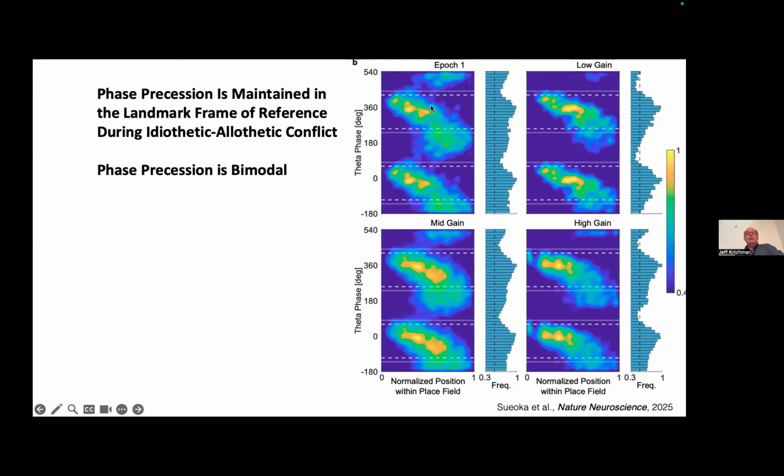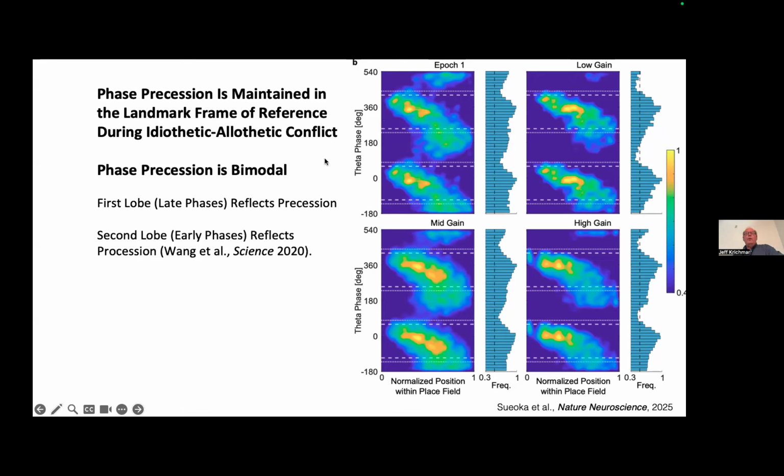And this has been known for a long time, that the phase precession is not really linear. It's actually two lobes. As the rat runs through the field, it goes down here, but then it looks different down here, that this is actually a bimodal phenomenon. And work by Wang et al. from Brad Pfeiffer's lab showed a couple of years ago that this part of the phase precession plot is indeed phase precession, as I mentioned before. But this lobe is actually phase procession.